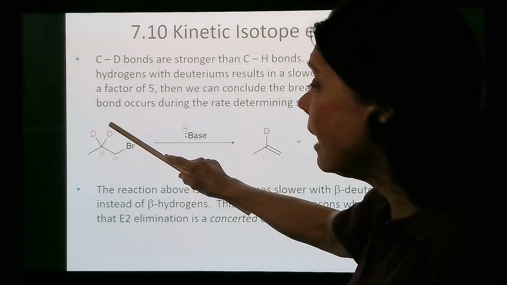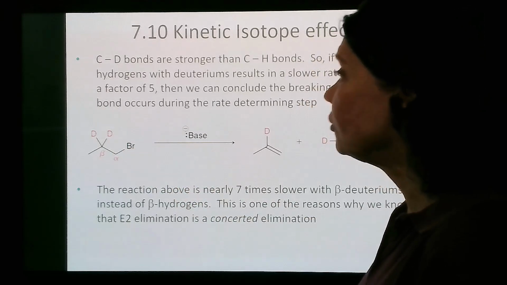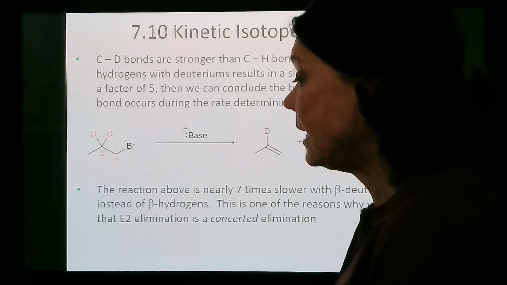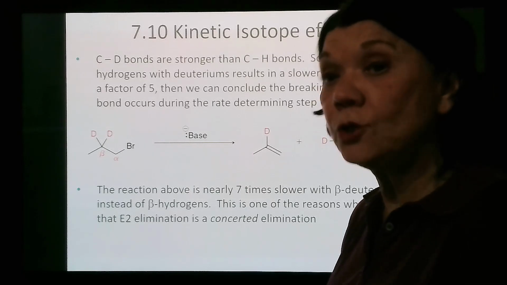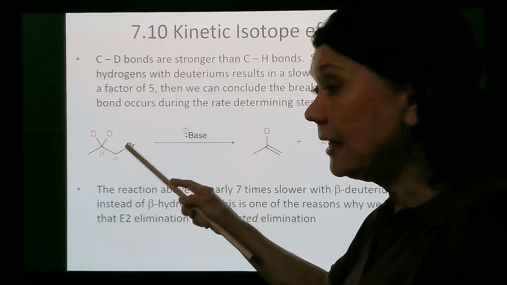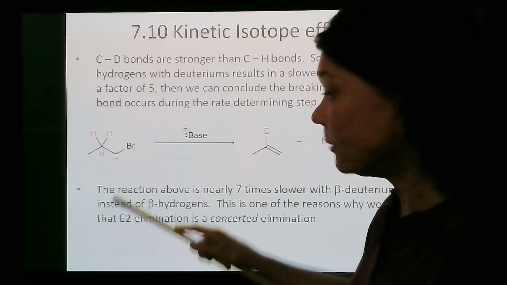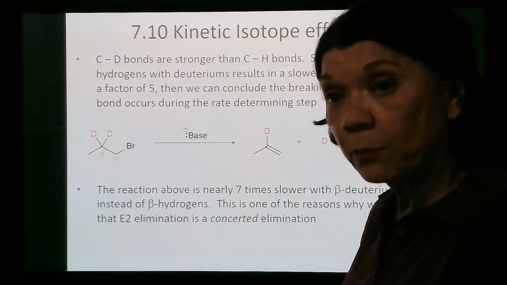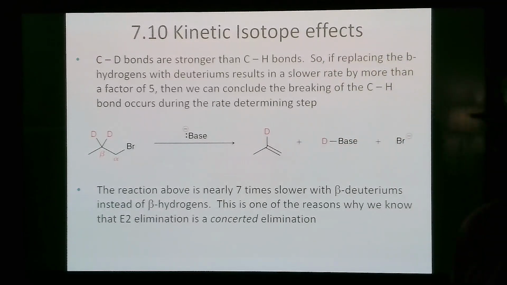So the base comes in, abstracts a deuteron, and that pair of electrons moves over, bromide departs. This is an E2 reaction. And so, since you see the rate retardation in this reaction, that tells you that the carbon-deuterium bond is indeed being broken in the rate determining step, and that tells you that this is an E2 reaction instead of an E1 reaction, because in an E1 reaction, you only have bromide leave in the rate determining step, and the carbon-deuterium bond would not be broken in the rate determining step. Okay, so I hope that explains it.